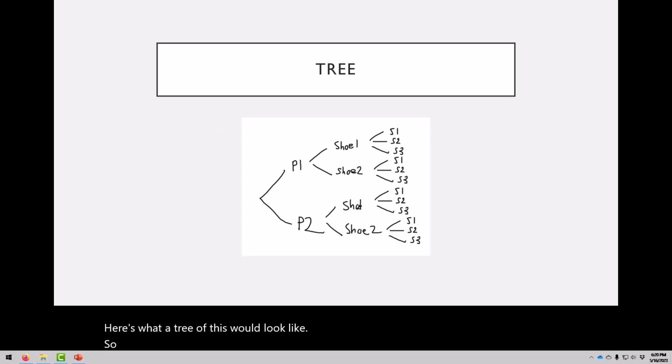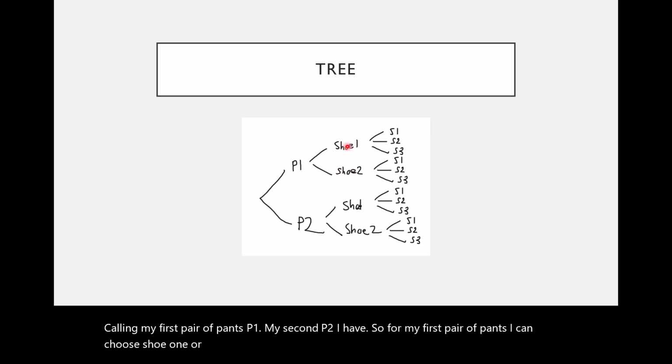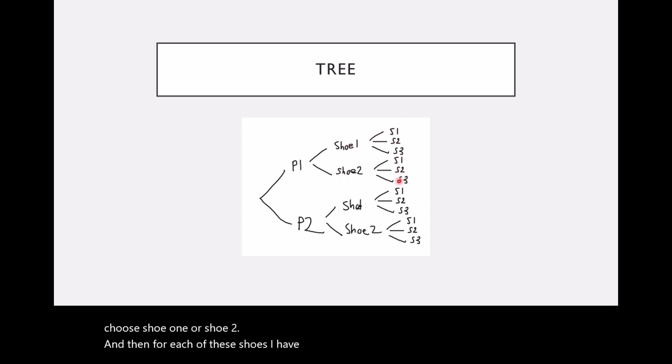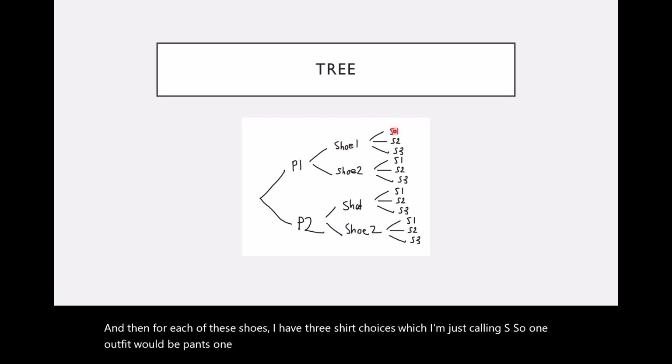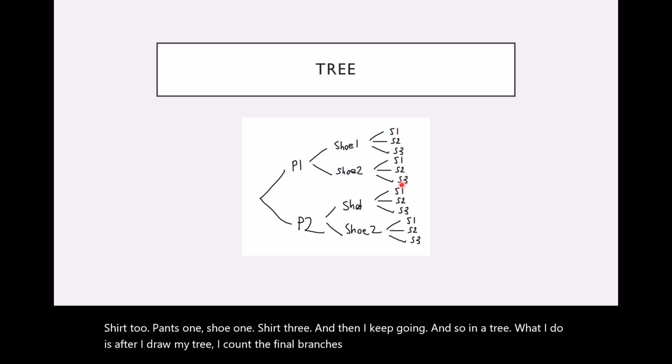So calling my first pair of pants P1, my second P2. For my first pair of pants, I can choose shoe 1 or shoe 2. And then for each of these shoes, I have 3 shirt choices, which I'm just calling S. So one outfit would be pants 1, shoe 1, shirt 1. Pants 1, shoe 1, shirt 2. Pants 1, shoe 1, shirt 3. And then I keep going. And so in a tree, after I draw my tree, I count the final branches. And here I have 3, 6, 9, 12 final branches.